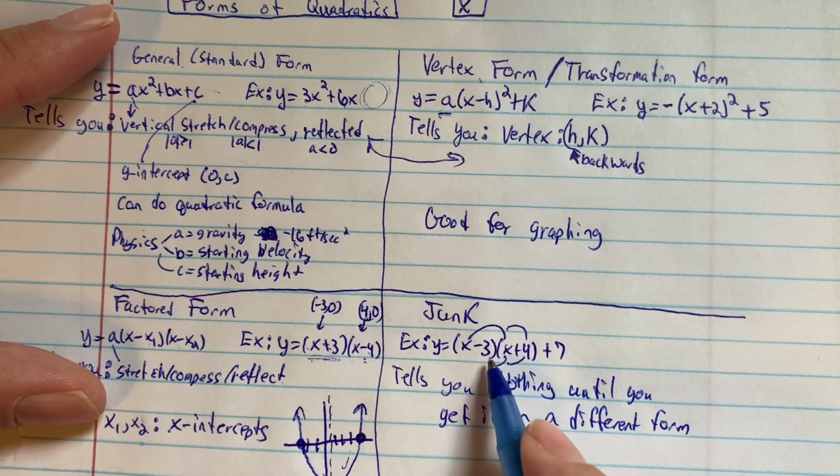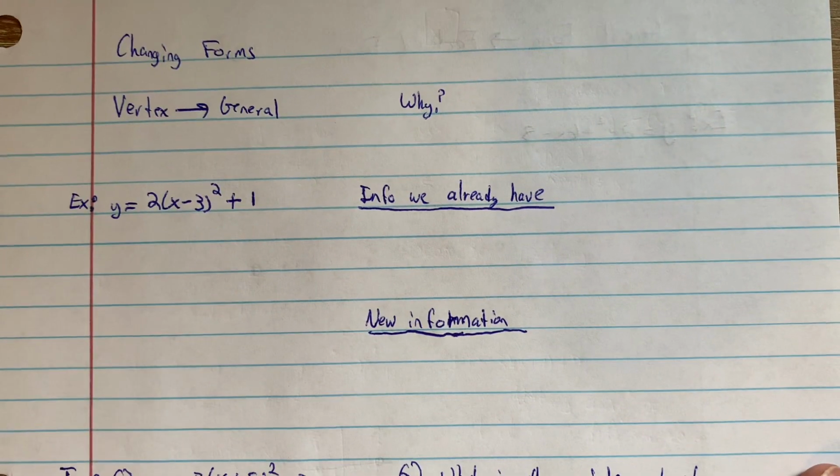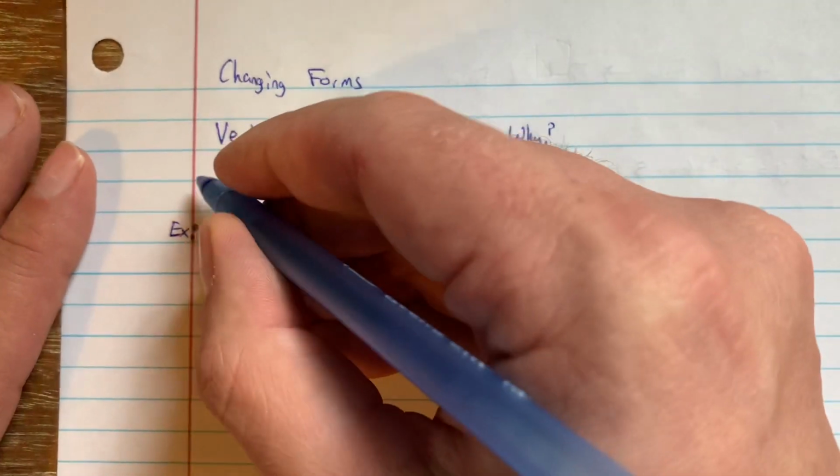And you'll be able to see by the end of the day how to change a junk form into something we might be able to use. So let's talk about changing from vertex to general form. Vertex, of course, test yourself now. Which of these is vertex form?